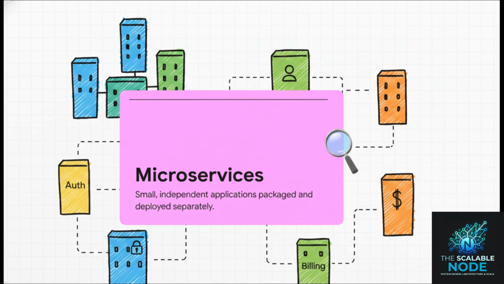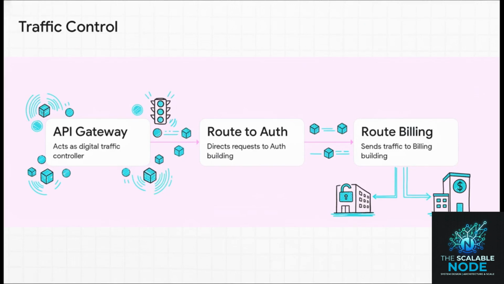So you've got one building strictly for Auth, another completely separate one for users, and a different one entirely for billing. Picture data packets moving fluidly through this campus. They all start at the API gateway, which is basically our digital traffic controller. And it intelligently routes requests via lightweight APIs directly to the specific service buildings that actually need them.